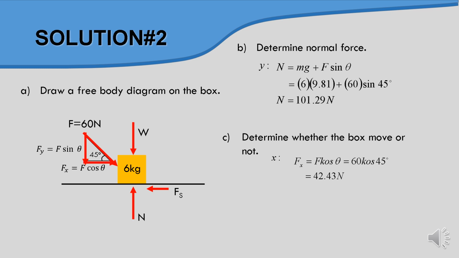So basically the value of 42.43 is higher than the value of static friction once we substitute into the equation. So we can conclude that the Fx is bigger than Fs, so the box will move. So once it moves, it will produce a coefficient of kinetic friction. Okay, so you need to calculate the value of kinetic friction.